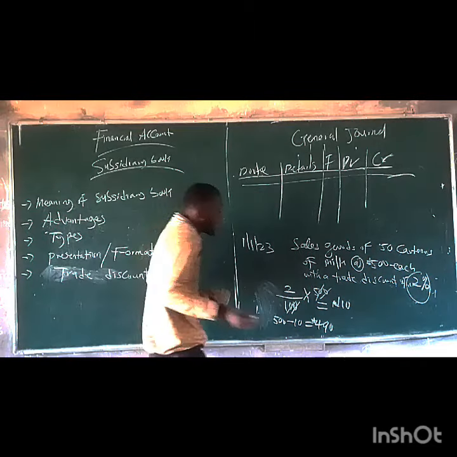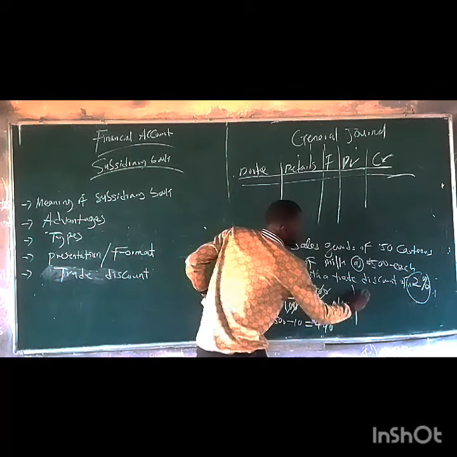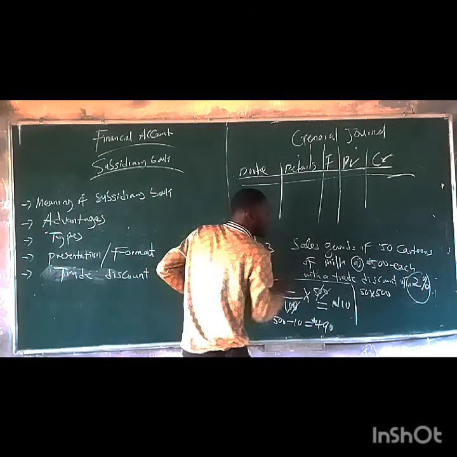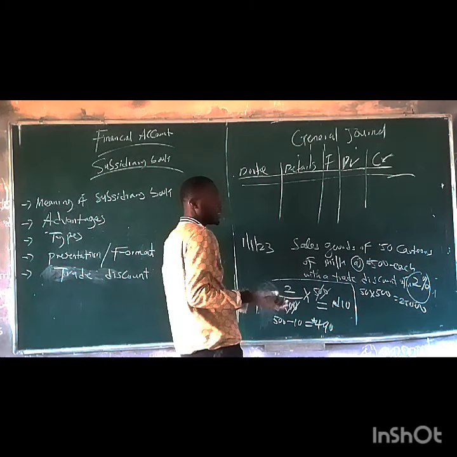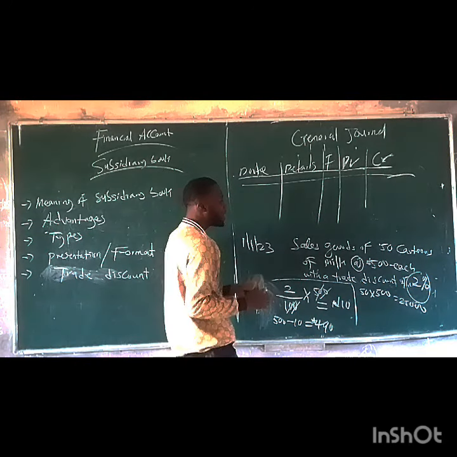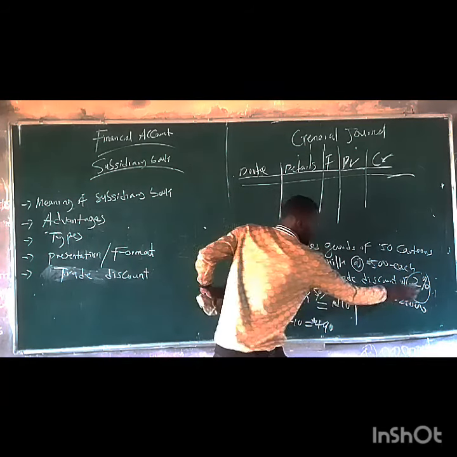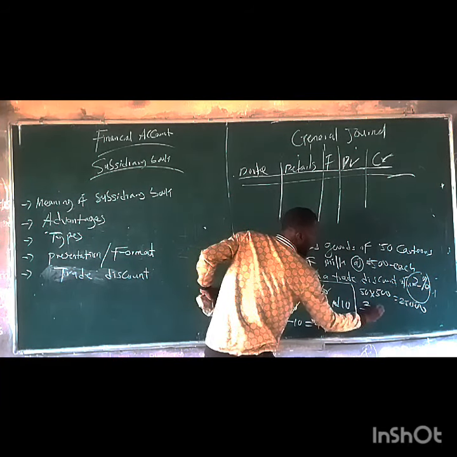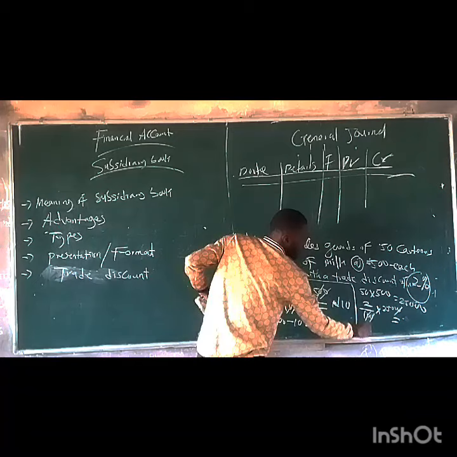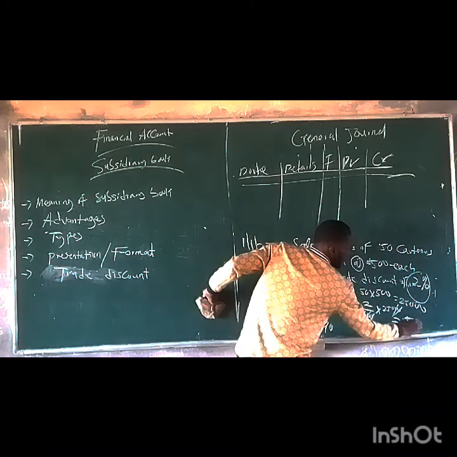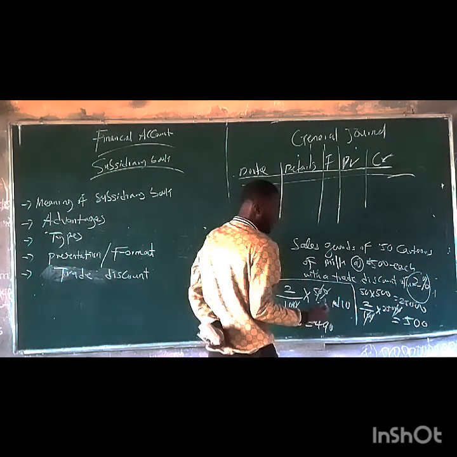Or you can still use another method. In this method, you say 50 times 500, which gives us 25,000 naira. Instead of the person paying 25,000 naira, he's not going to pay 25,000 because they gave that person a 2% trade discount. So I need to deduct the value. That is 2 over 100 times 25,000. This cancels this, this cancels this, so here I'm going to have 5, 50, that is 500 naira being deducted.